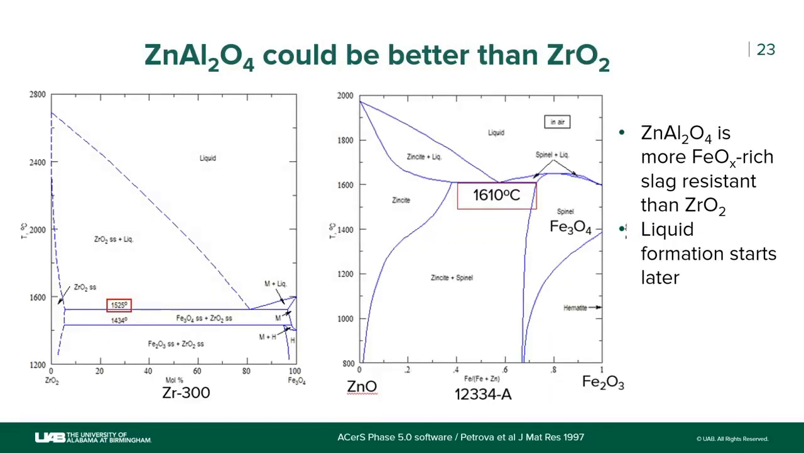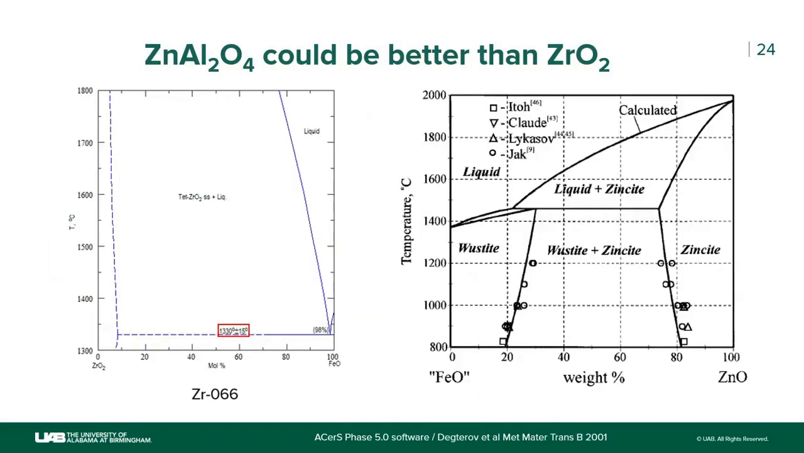So again, not only hot MOR, zinc aluminate is also very good against iron oxide slag. It's even better than zirconium oxide. What you see here is the zirconium oxide, iron oxide phase diagram, where the eutectic is at 1525, whereas for zinc oxide and Fe2O3, it is almost 90 degrees Celsius higher. So again, zinc aluminate is very good against FeO slag.